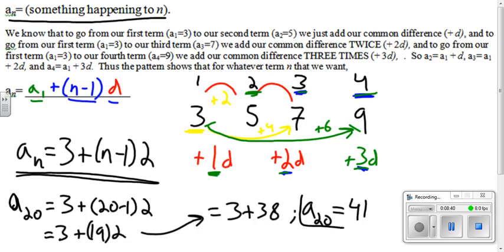41. So you could count it all the way out and say 3, 5, 7, 9, 11, 13, 15 and keep going and find the 20th that way, or you can just find this equation and plug in for any value you want, any term. You can find the 100th term this way.